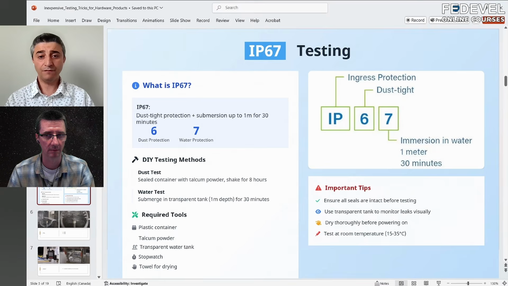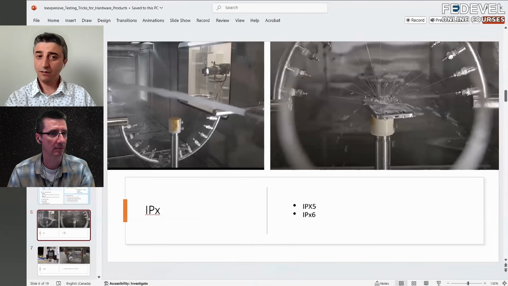Now, if we look around how people do this, maybe I'll go to the next slide. You go to test chambers, where they subject the water from different directions. This is specifically for IPX5 or X6, to simulate like there is rain, or probably a water hose that is pointing at a certain pressure from different angles. So this is the way they do it.